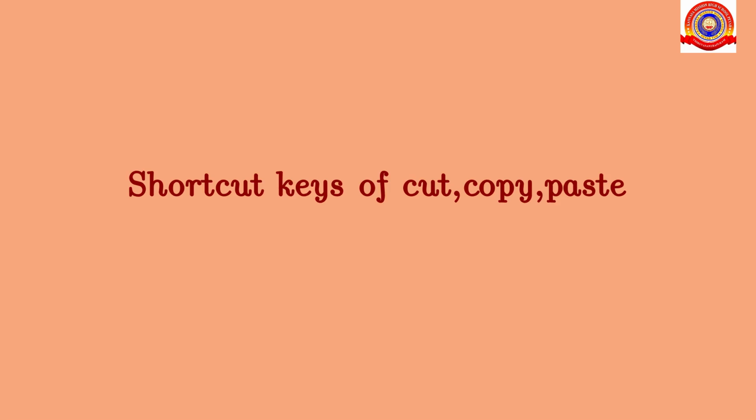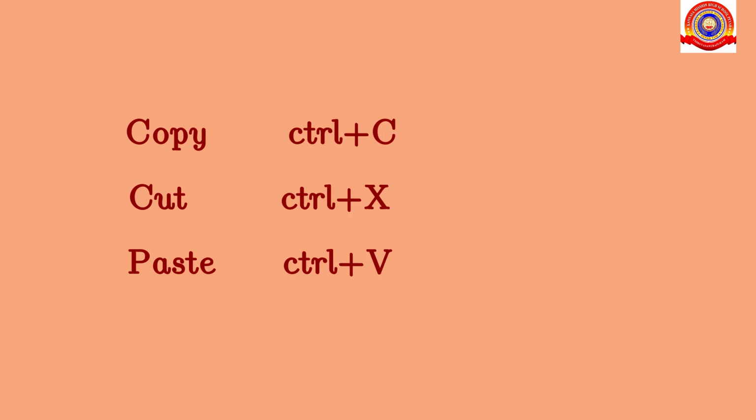We have to study some shortcut keys of some options in LibreOffice Writer. For copying an object, we can use the shortcut key Ctrl C. By pressing the Ctrl key, we can press the letter C to get the copy of an object. To cut the text, we have to use Ctrl and X. For pasting objects, we have to use the shortcut key Ctrl V.